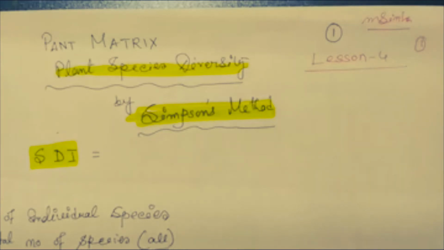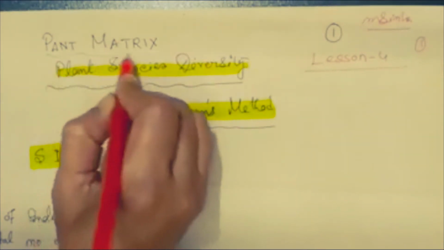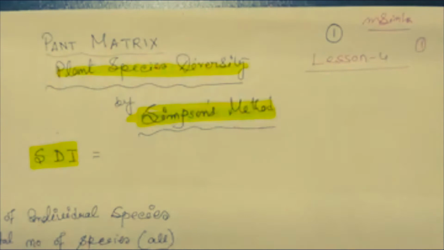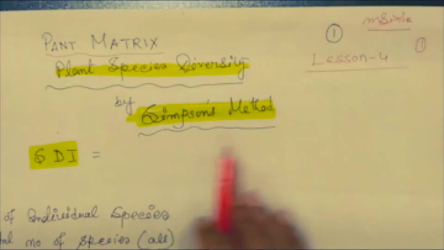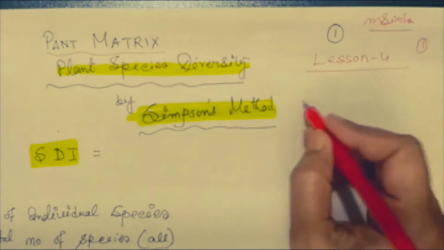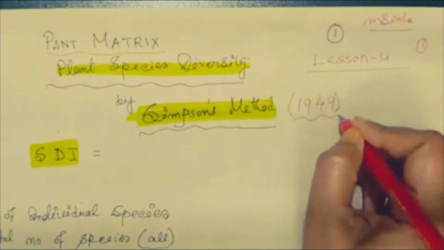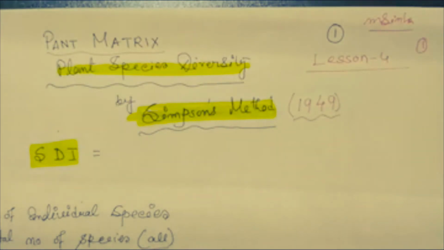Here, on the basis of the prepared matrix, or on the basis of the given plant matrix, we will prepare the plant diversity index. First thing is that it's the Simpson method. Simpson was a British statistician and civil servant. Edward Hughes Simpson proposed this index in 1949, for animal, insect, and other species as well as plant species.